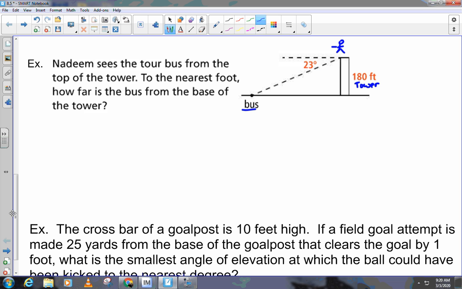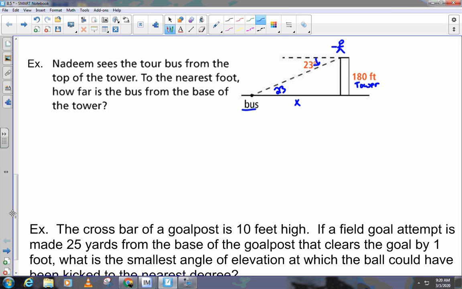What is this 23 degrees? It's an angle of depression because it's depressing below the horizontal line. So that's your angle of depression. The tower is here. We're wanting to know how far the bus is from the bottom of the tower, so my unknown is going to be right here. Now, I have myself a little right triangle here, but what do I need to do with this 23? Put it down here, right? I can move it down here.